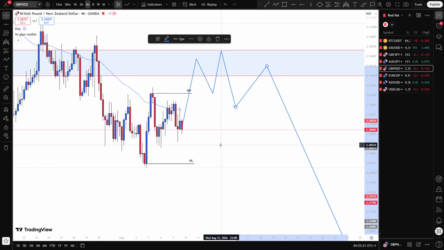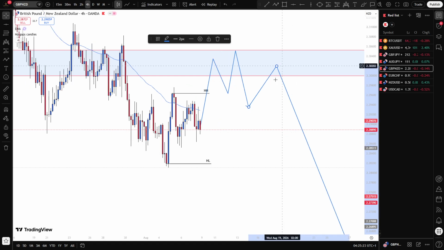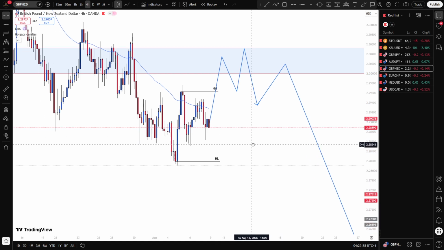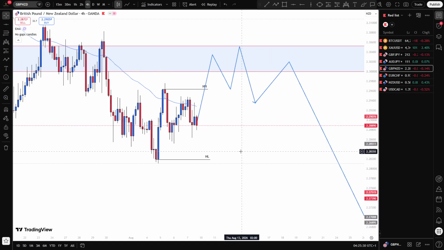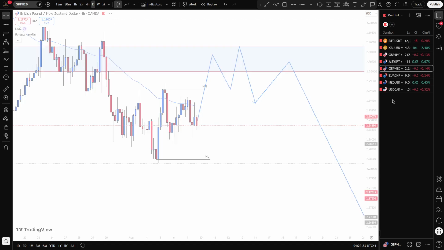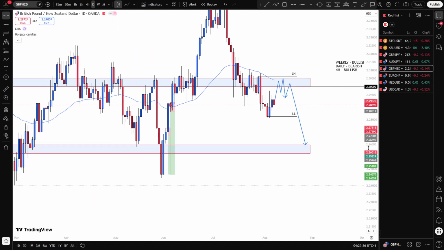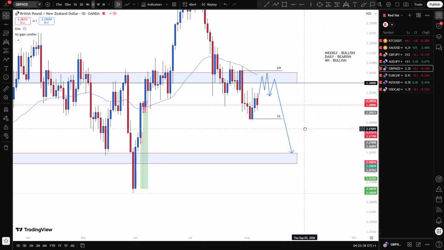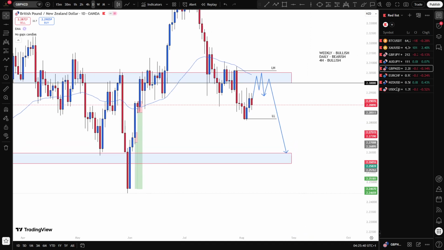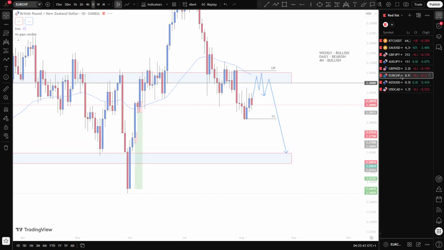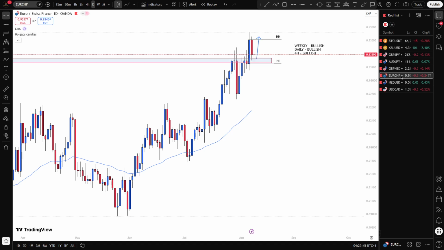It might happen, it might not happen. So that is what I want the market to do before I'll be interested in taking the trade. So very simple and clear. Nothing to stress about. So if we go down to the next pair now, which is Euro CHF.